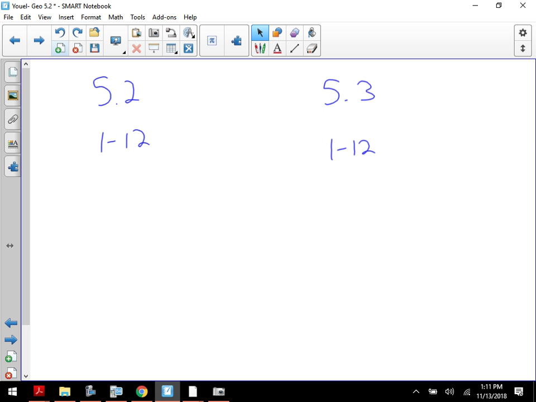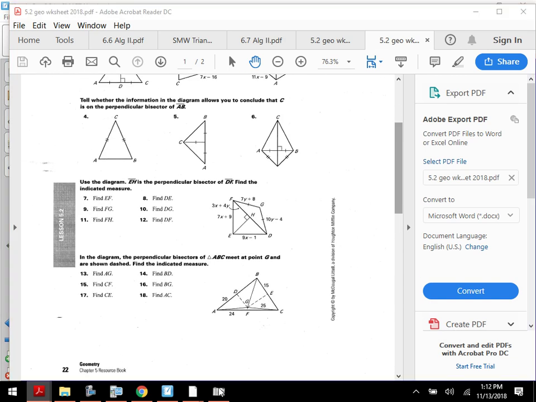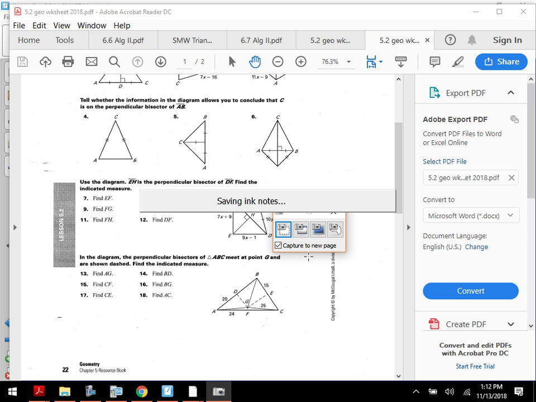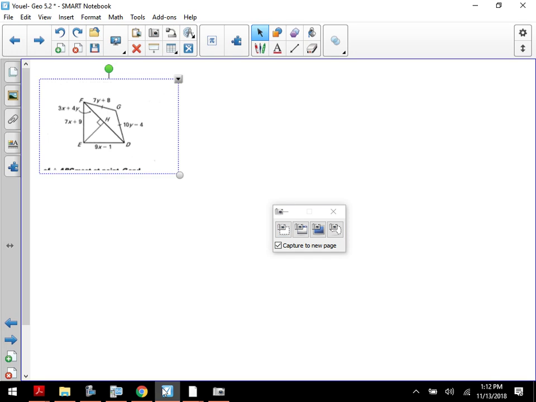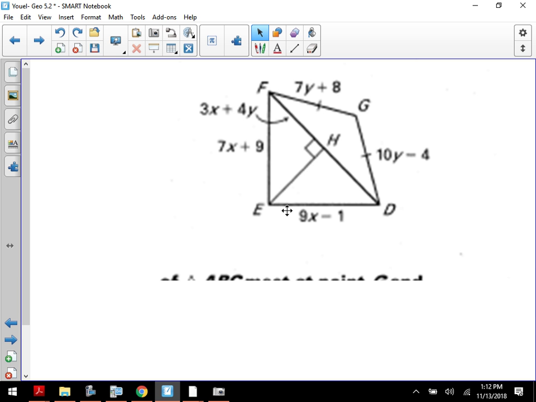A quick hint on 5.2. A lot of people tend to ask what do you do on this problem with all those questions. What I would always do is use the definition that they gave you. It said that EH was the perpendicular bisector of FB. So I would go to my diagram and mark those two are the same.